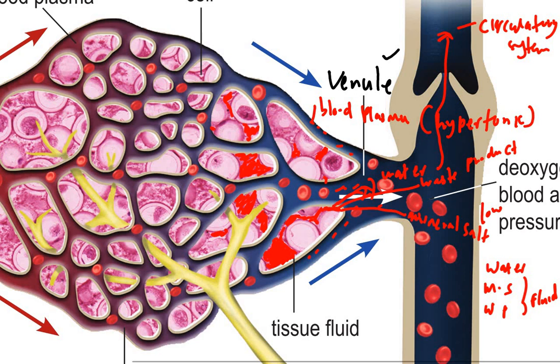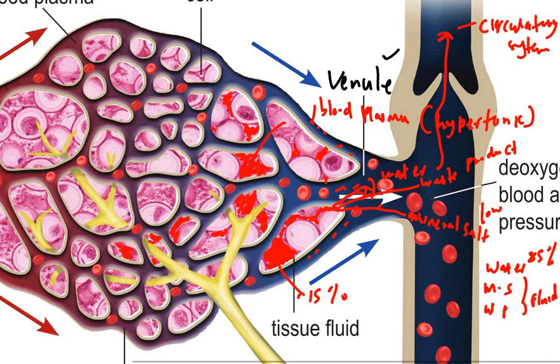But this fluid actually is just 85% only. So 85% of the fluid will be reabsorbed back to the venule then to the circulatory system. So another 15% will remain in the intercellular space, inside here, in here, in here. So another 15%.